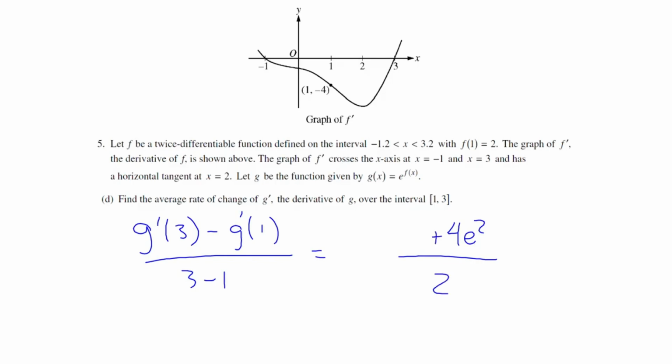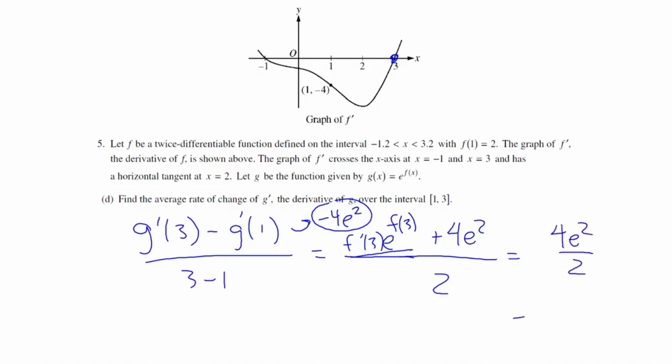So that's going to end up with a plus in between, because g prime of 1 was already -4e squared. So now we need g prime of 3. Well, we know that g prime was f prime times e to the f. So we need f prime of 3 and e to the f of 3. So f prime evaluated at 3 is just 0. So really, we're just going to end up with 0 plus 4e squared. It doesn't matter what e to the f of 3 is. We just get 4e squared over 2, which is just 2e squared.